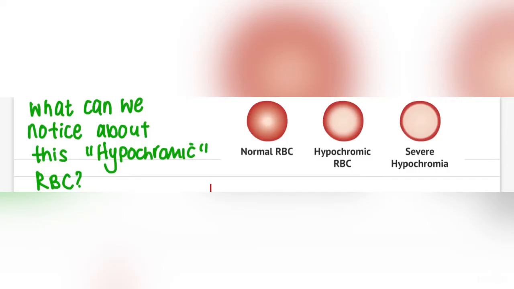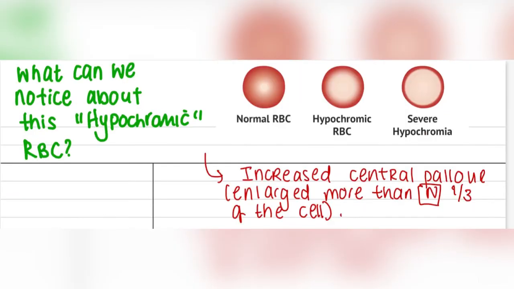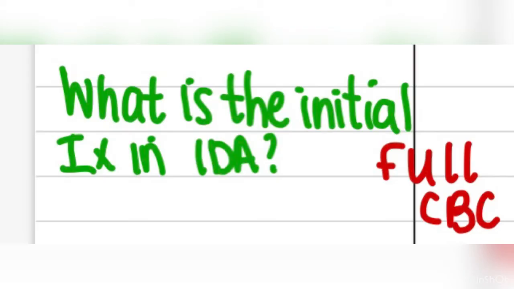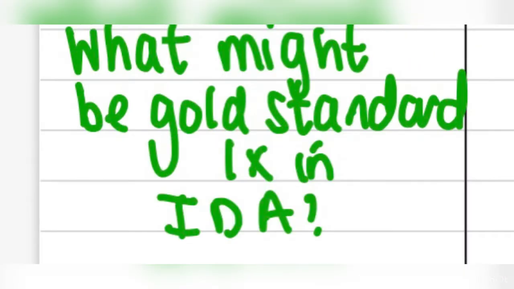What do you mean by hypochromic RBC? Look at that zone of the central pallor. It's much greater, it's bigger than just 1/3. What is the initial investigation? A full blood count, FBC.